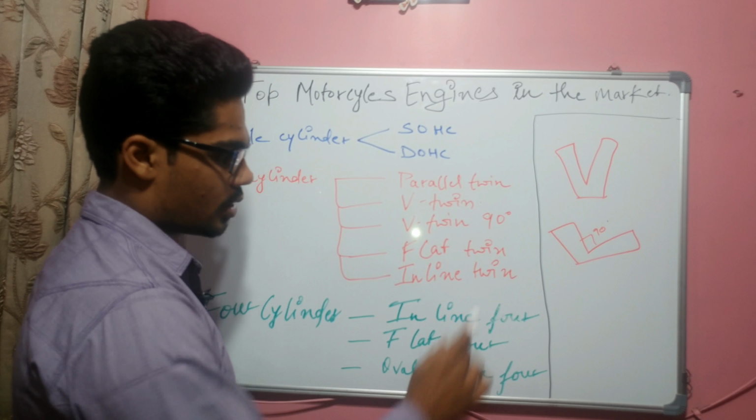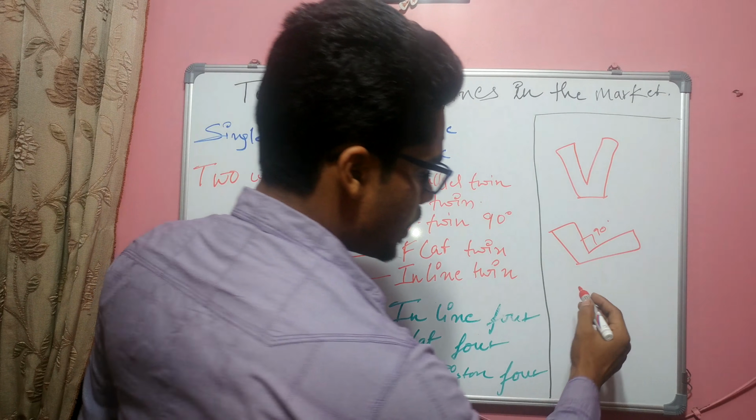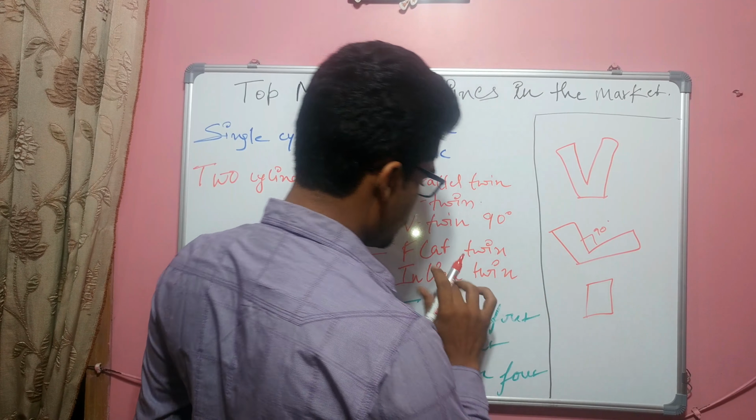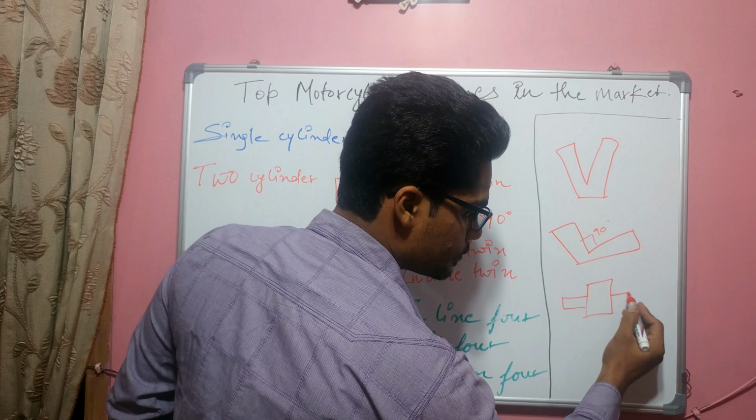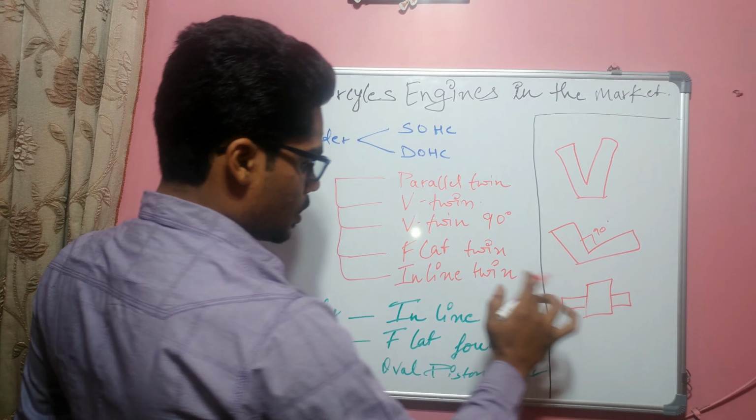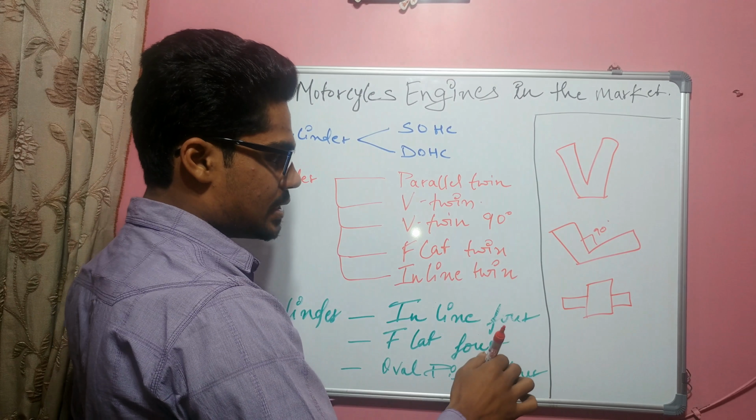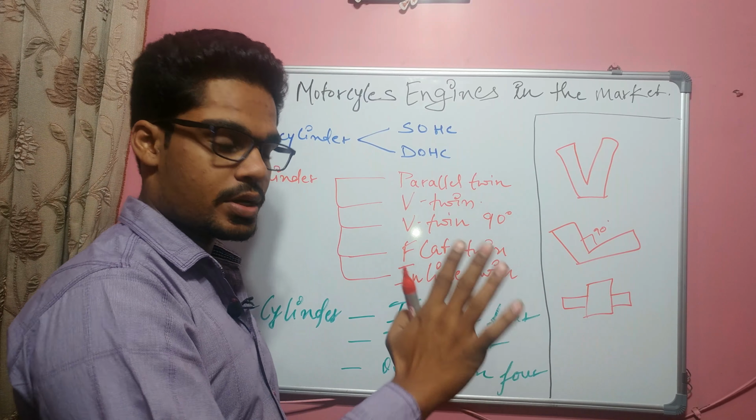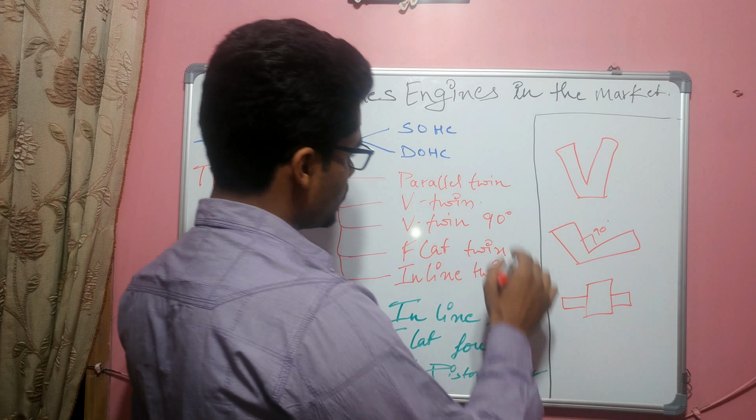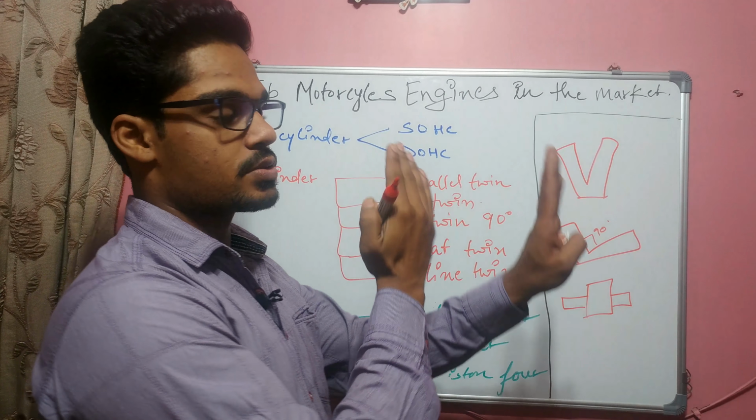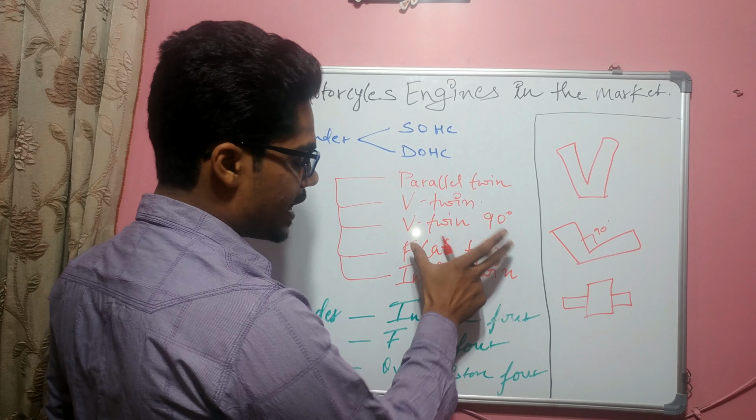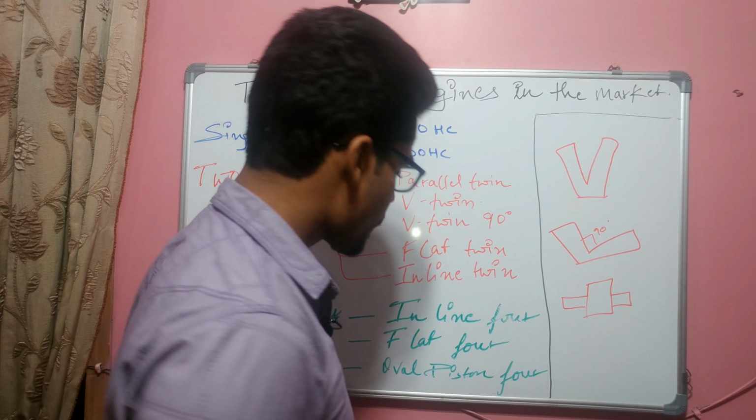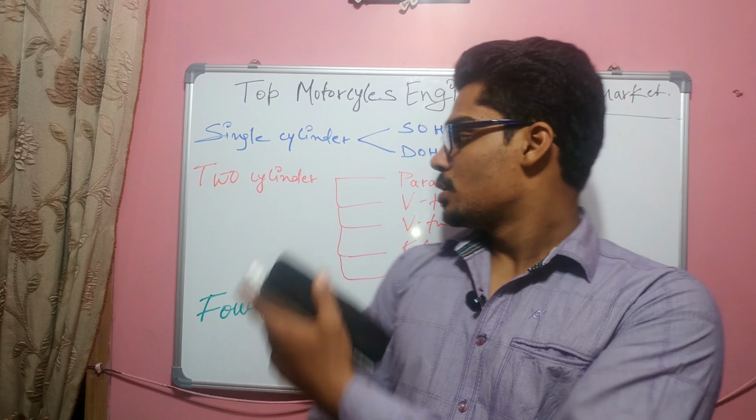Guys, in the flat twin engine, we do have the engine compartment in between, and the cylinders are positioned flat. So the only difference between all these is in their cylinder construction and placement. In the parallel twin, the cylinders are placed side by side. In the V-twin, the cylinders are placed in V form, and in the flat twin, the cylinders are placed flatly. So guys, that was all about the two cylinders.